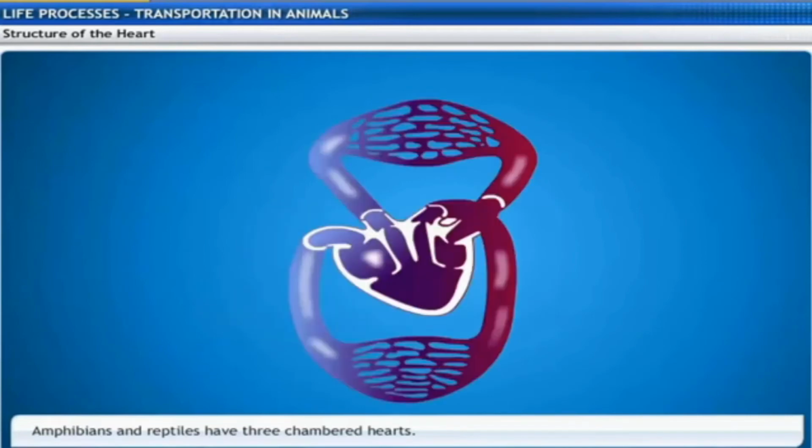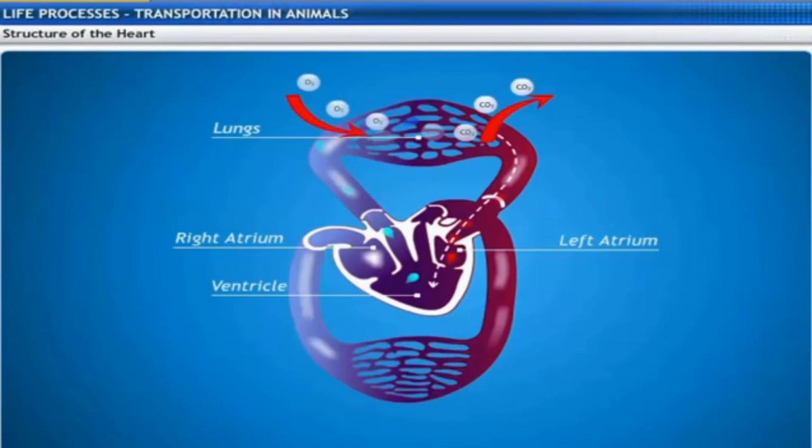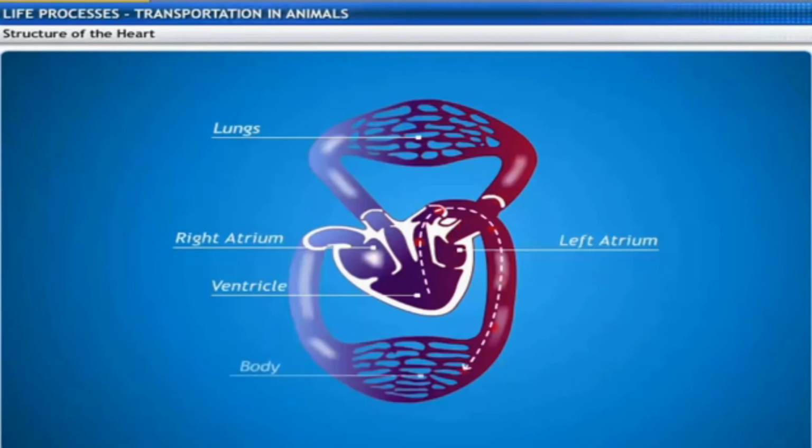Amphibians and reptiles have three-chambered hearts with two atria and one ventricle. Blood from the right atrium flows to the lungs, where the exchange of gases occurs. Blood then returns to the left atrium. This oxygenated blood and some deoxygenated blood flows from the atria into the ventricle and passes through to the rest of the body. Eventually, the blood returns to the right atrium of the heart.